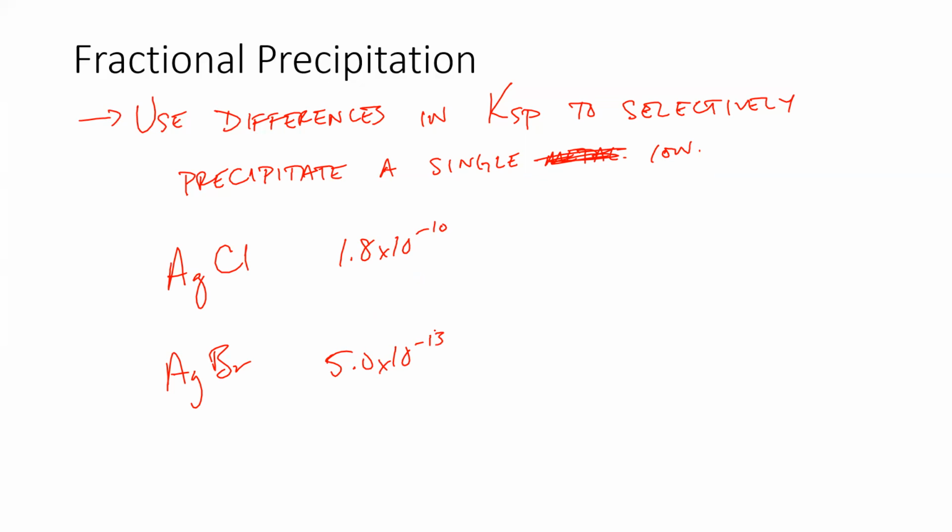Right? So if I have a solution that has a mixture of Cl minus and Br minus, and I put in a drop of silver, which compound is more likely to precipitate, silver chloride or silver bromide? Silver bromide. Yeah. So this guy is easier, more likely to precipitate.